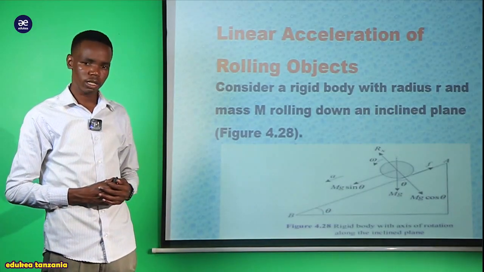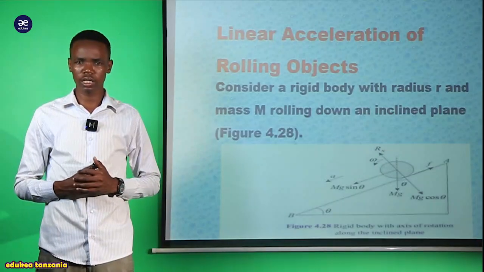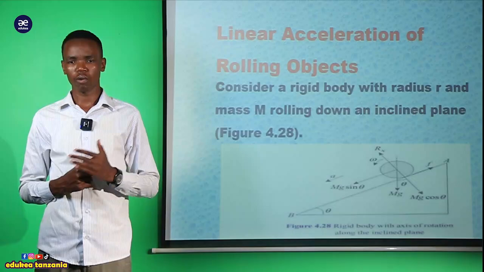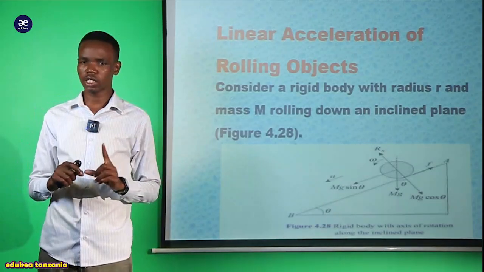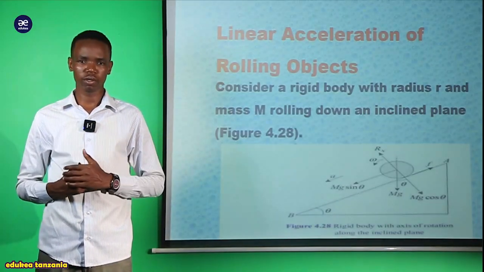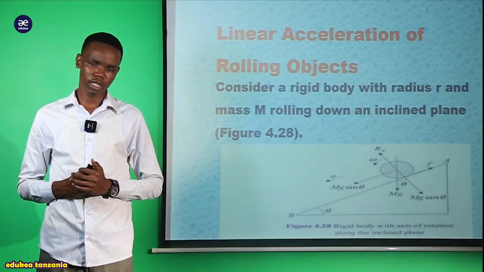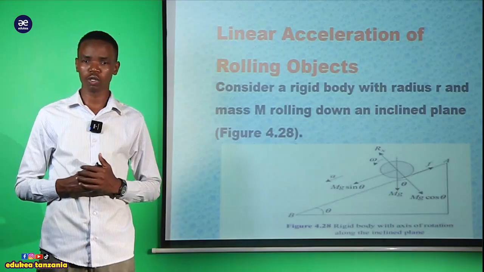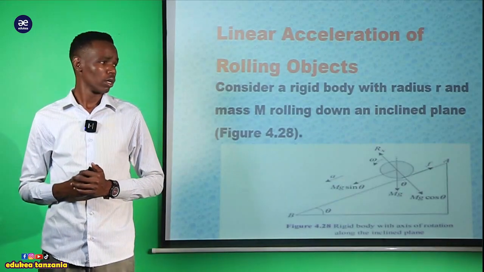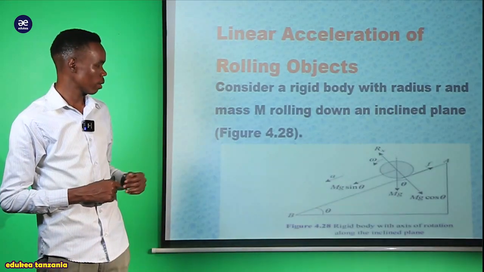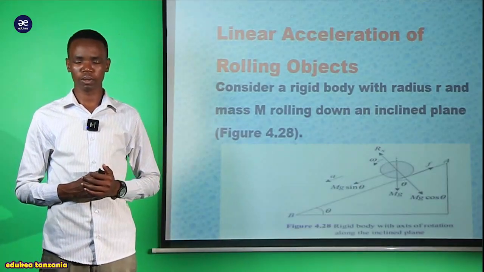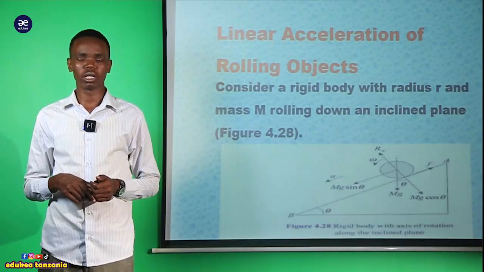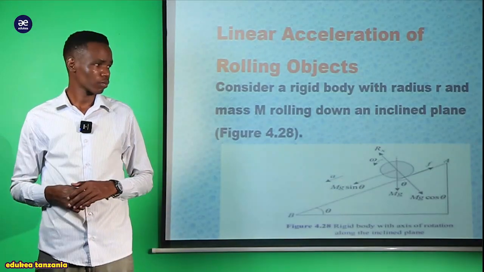When we learned about circular motion, we said that we get the linear acceleration by taking the linear velocity squared, then dividing it by the radius. That is what we tried to see in our topic of circular motion. So let us look at this topic. How can we get the linear acceleration for a rolling object, or for a rolling rigid body?